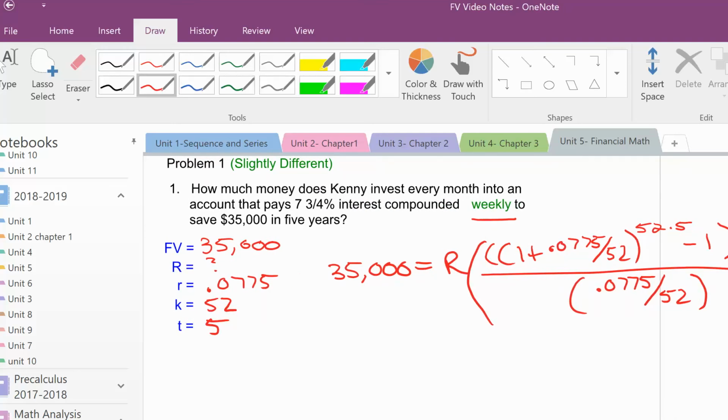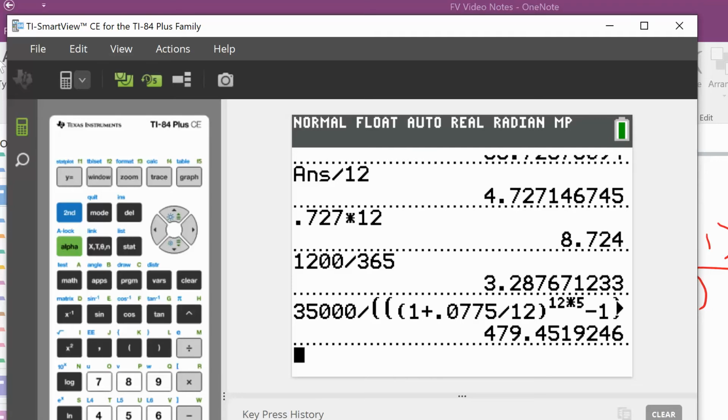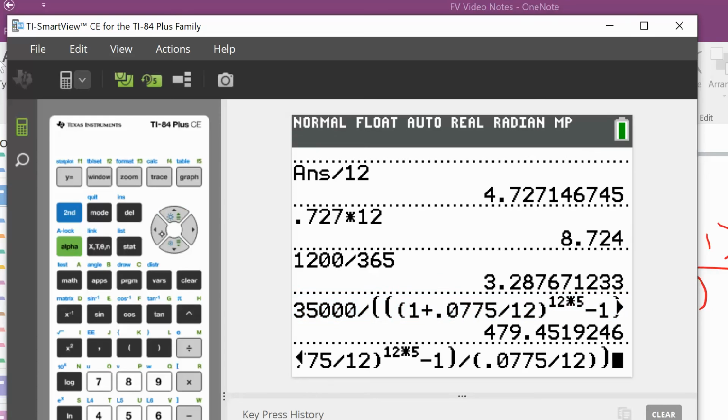So you type it in. So now this is going to be in weeks. So when you find it in weeks and you want to figure out how much you invested every month, you're going to multiply by 4. So let's type it in. So now I'm not going to retype because I can come in here and hit enter and just change all the 12s to 52s.